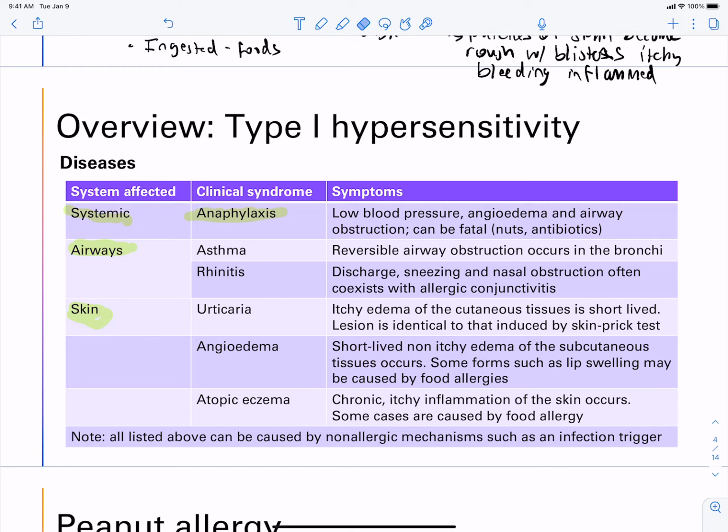Angioedema is also going to be short-lived. It's going to be non-itchy of the subcutaneous tissues. And this is usually caused by food allergies. Atopic eczema is going to be chronic and itchy with inflammation, sometimes bleeding, and some of the eczemas can be caused by food allergies. Now, just a note here, all of these different clinical syndromes can also be caused by non-allergic mechanisms. Infections, for example, can trigger airway obstructions, sneezing, etc.